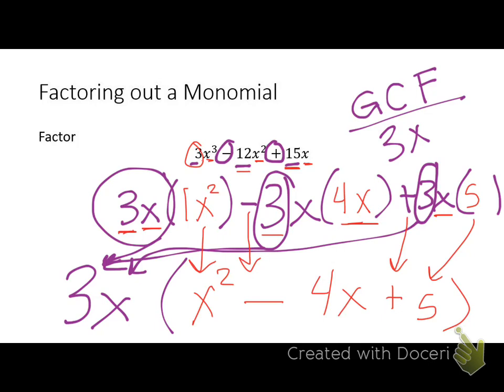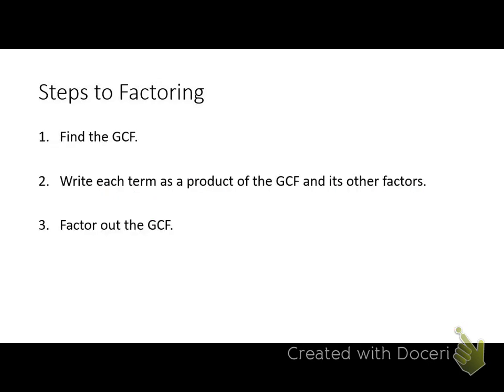So here are those steps written out in order. So first off, you need to identify what is my GCF. And then we'll write each term as a product of the GCF and the other factors that were in that problem. And then you will factor out the GCF. So those are your 3 steps. If you need a moment to write these down in your notes, hit pause. I'm going to go ahead and move on to our next example if you don't hit pause.